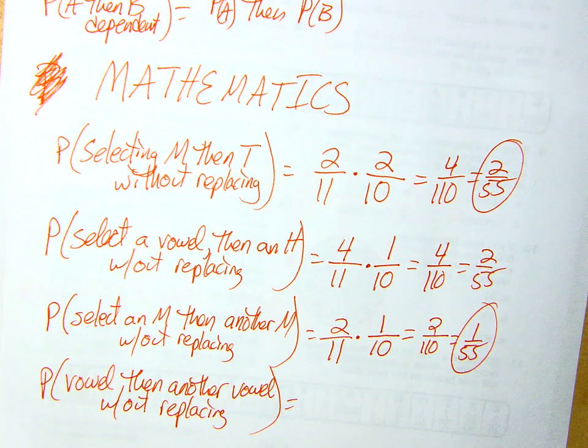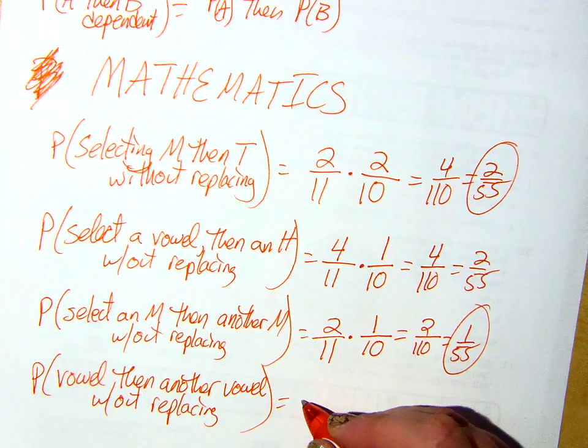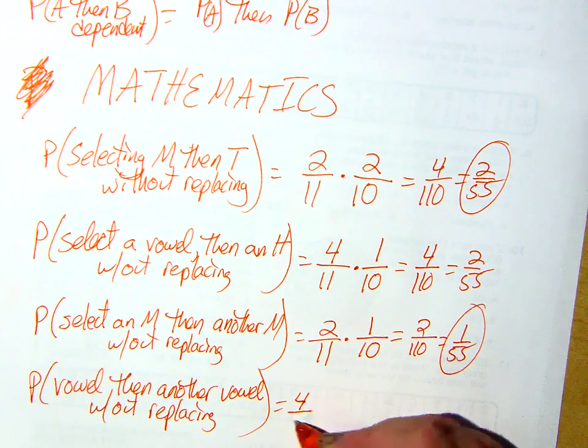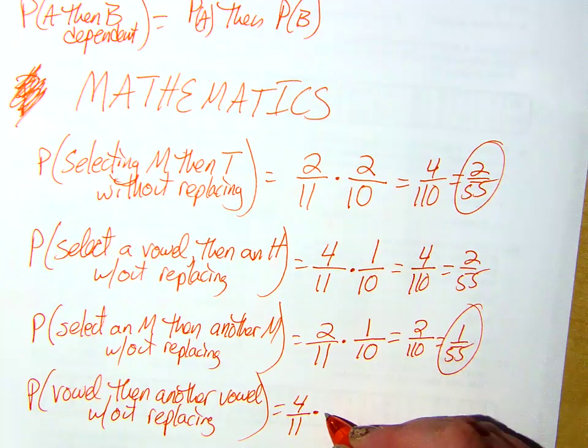We got answers? What's the probability of selecting a vowel the first time? Haley? 4 out of 11. You got it. 4 out of 11, just like it was before.